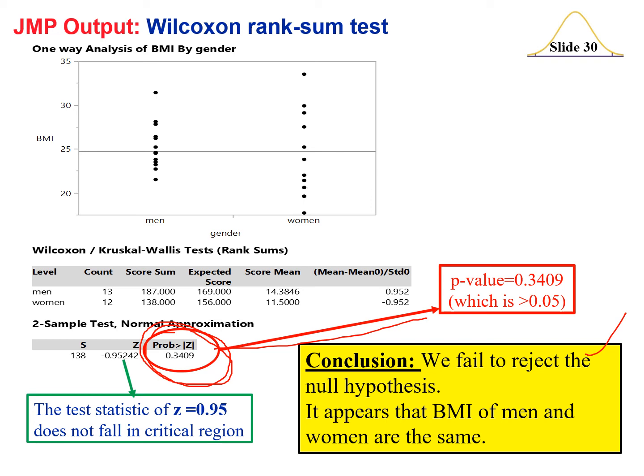Again, this is the output of the Wilcoxon rank sum test. Go to the last value, which is called Prob > |Z|, which is the p-value of the test. Compare the p-value of the test with 0.05. Reject H0 if the p-value is less than 0.05, and fail to reject H naught if the p-value is greater than 0.05.